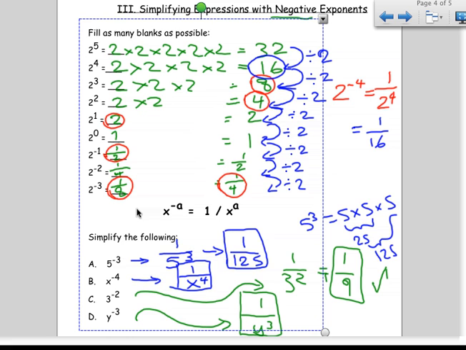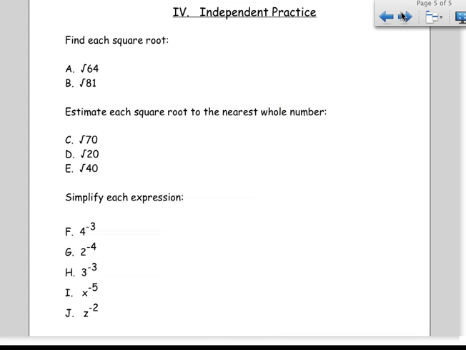Okay, now it's your chance to try independently. I'm going to give you these independent practice problems. I'd like you to find each square root of these perfect squares. Estimate each of the square roots of these to the nearest whole number. That was slide 2. And then simplify each of these expressions so that they're written with a positive exponent. So just to connect, this was slide 1, this was slide 2, and this was slide 3.